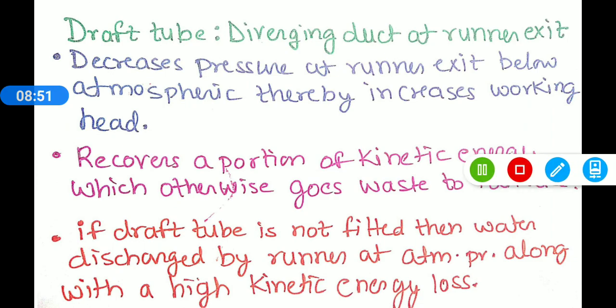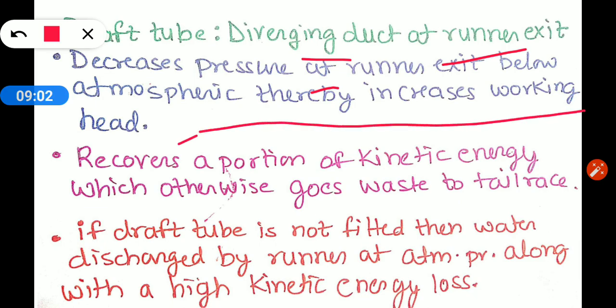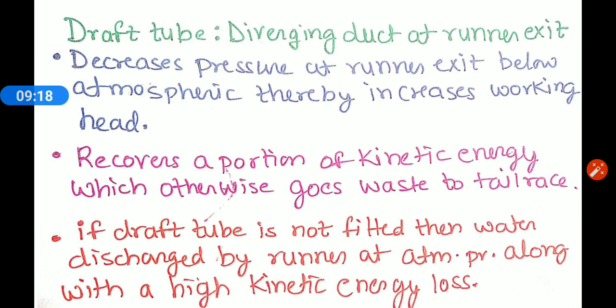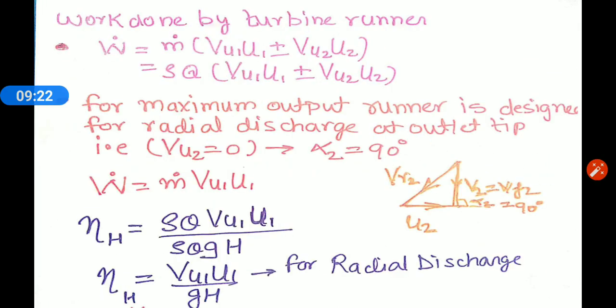Now the next thing is the draft tube. What is draft tube? Now draft tube is a diverging duct at the runner exit. It decreases the pressure at the runner exit below atmospheric, and thereby it increases the working head. It recovers a portion of kinetic energy which otherwise goes waste. Fine. If draft tube is not fitted, then water will be discharged at atmospheric pressure. Fine. With a high kinetic energy loss. Fine. Basically, why we are using draft tube is that, let us go back to this portion.